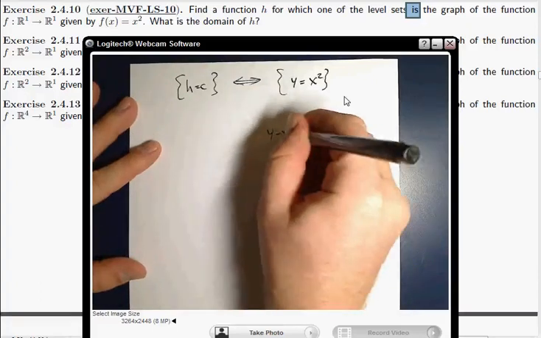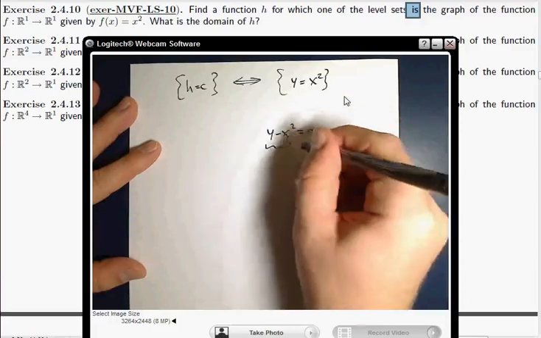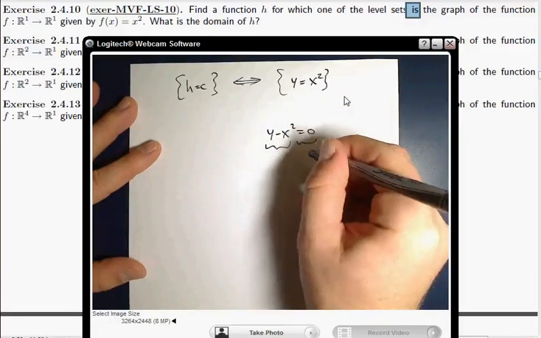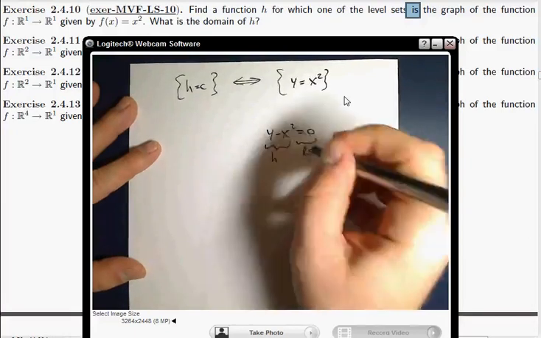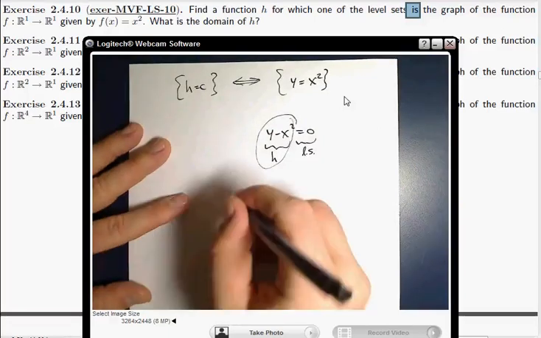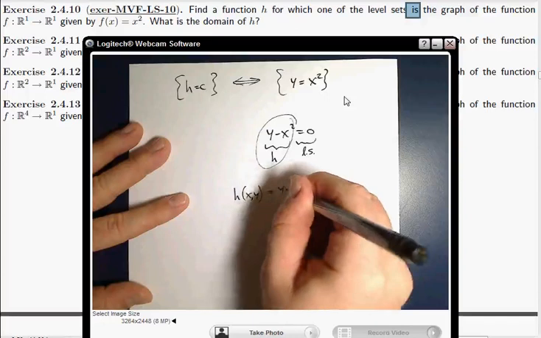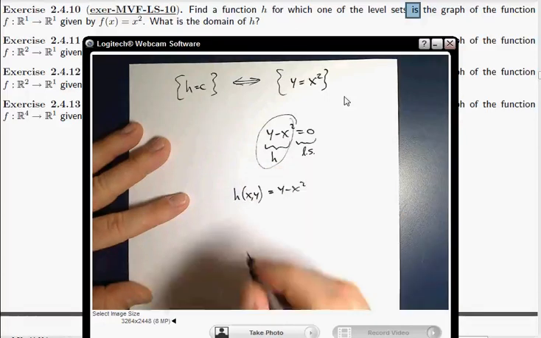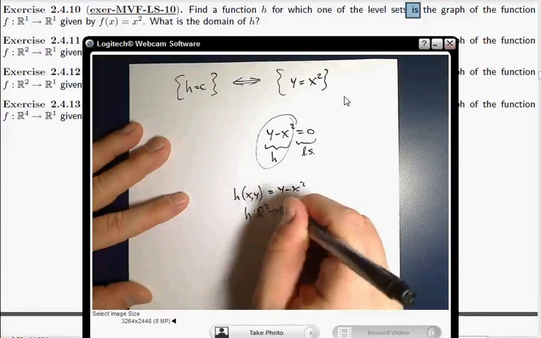I could rewrite this as y minus x squared equals 0. Oh, look at that. Here's a function, and I'm indeed setting it equal to a constant. So we're looking at a level set of that function, which I'm going to call h. So h of x comma y is y minus x squared. Note that h is a function from R2 to R1.